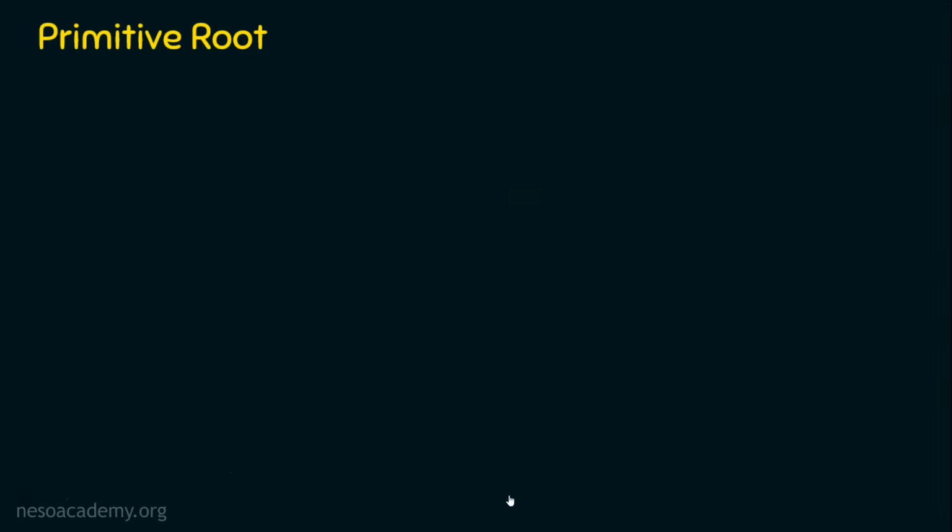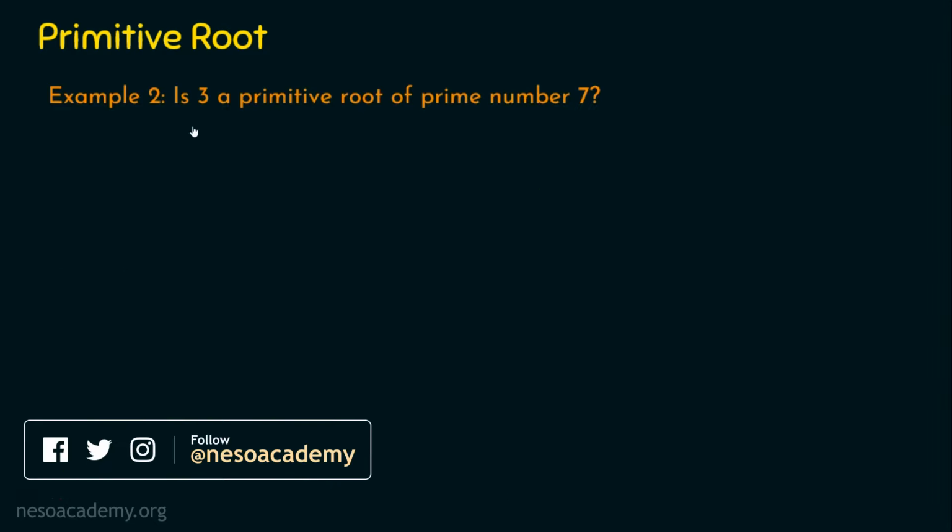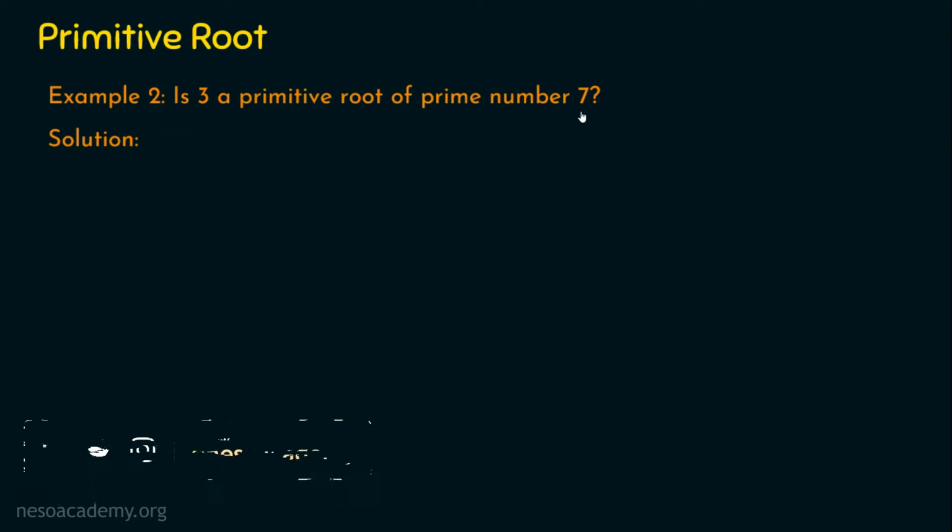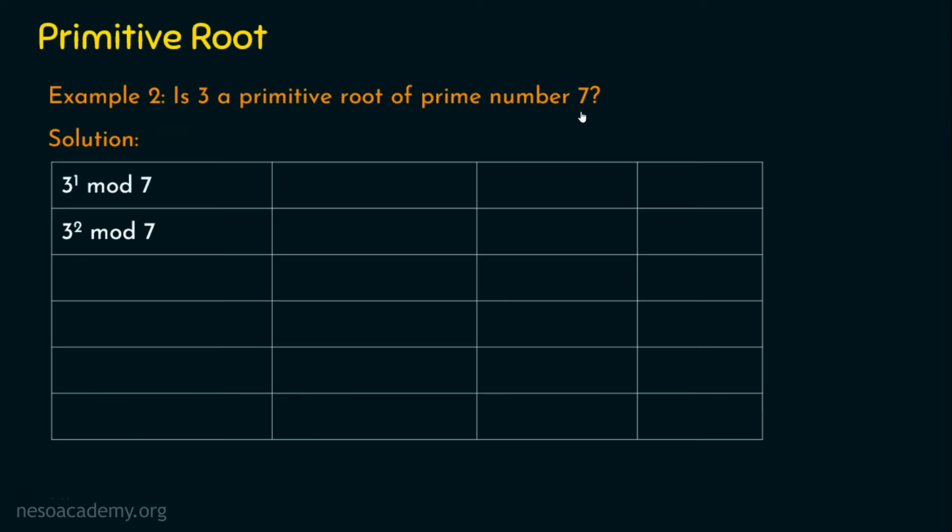Let's step into example number 2. In example number 2, we are required to find whether 3 is a primitive root of prime number 7. Let's solve this now. We know what we are going to do. We check 3 power 1 mod 7, 3 power 2 mod 7, up to 3 power 6 mod 7. So we find 3 power 1 mod 7, 3 power 2 mod 7, 3 power 3 mod 7, 3 power 4 mod 7, 3 power 5 mod 7 and 3 power 6 mod 7. Let's simplify this. 3 power 1 mod 7 is 3 mod 7, which gives 3 as the remainder. Let's move on to the next one. 3 power 2 mod 7, 3 square is 9.